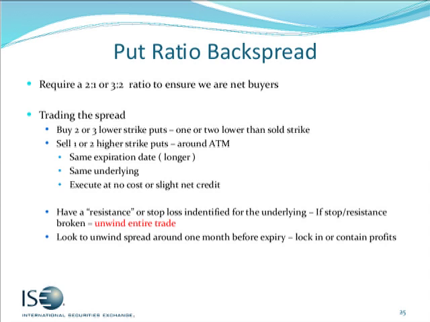We haven't gotten away from that long word here. So we're going to buy 2 or 3 lower strike splits, which are going to be 1 or 2 lower than the full strike. Sell 1 or 2 higher strike, but again, these are around at the money. All right. And it goes to expiration date, underlying, and no credit.